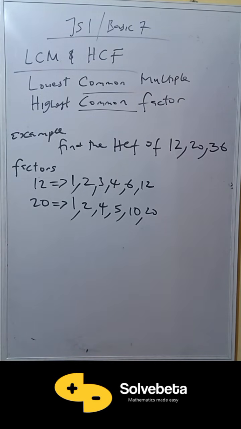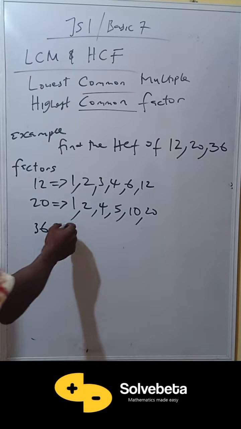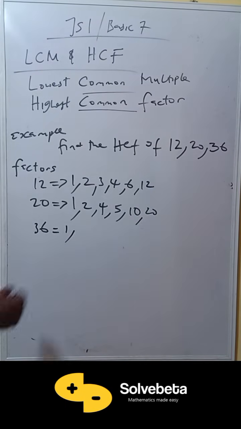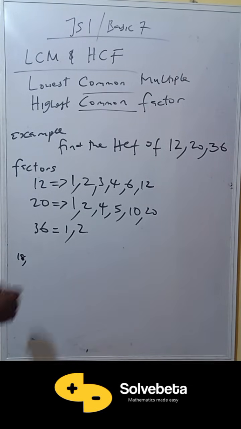Then let's go to 36. What are the factors of 36? 1 is a factor. Can 2 divide 36? Yes. 2 times 18 will give you 36. Let me keep 18 here. Can 3 divide this? Yes.